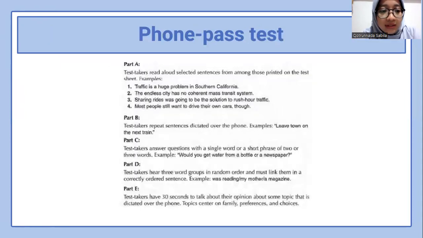And then the PhonePass test. The PhonePass test elicits computer-assisted oral production over a telephone. Test takers read aloud, repeat sentences, say words, and answer questions. With the downloadable task sheet as a reference, test takers are directed to telephone a designated number and listen for directions. And here the PhonePass test specification. You can see there are parts A, B, C, D, and E.